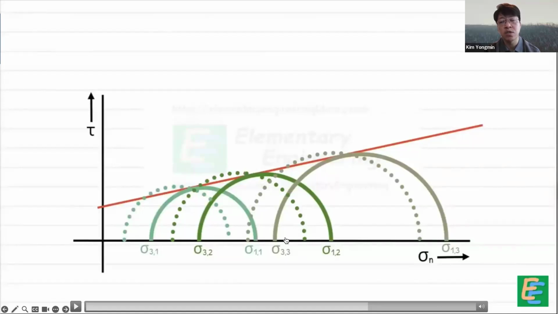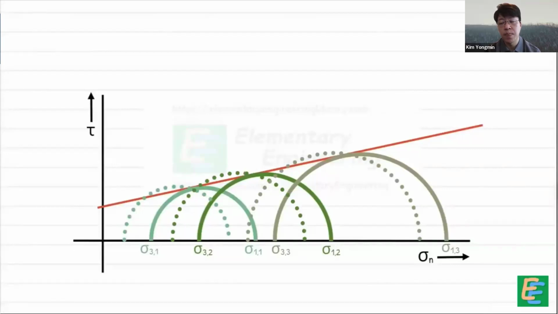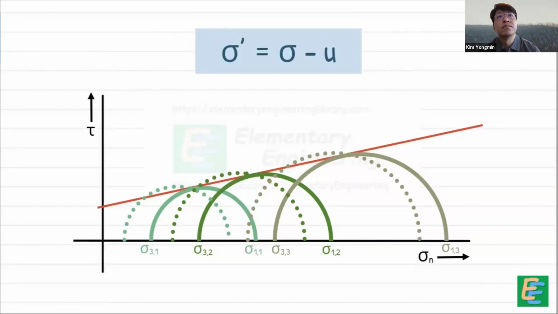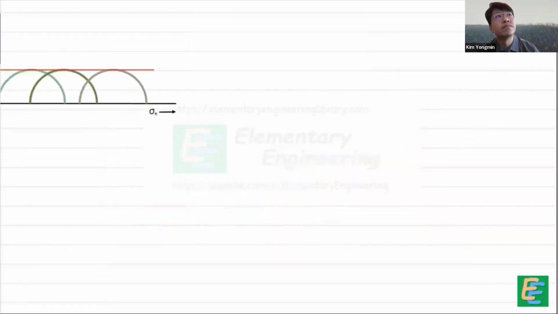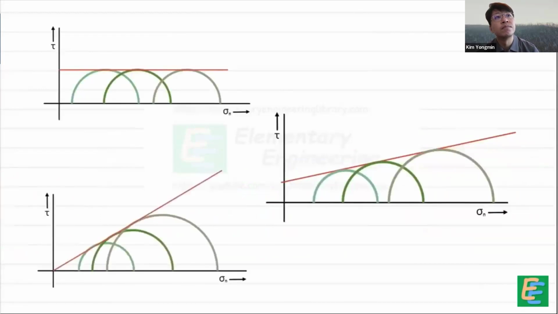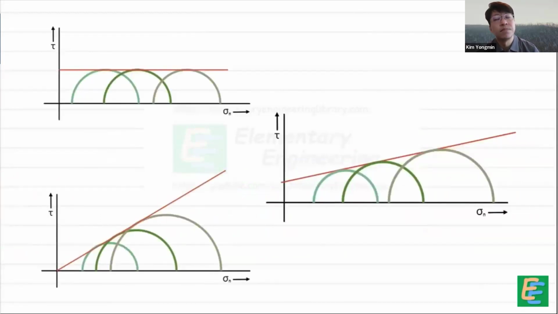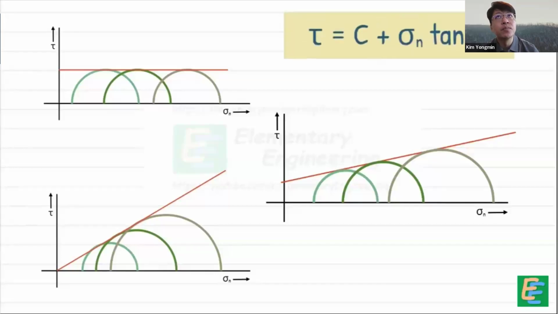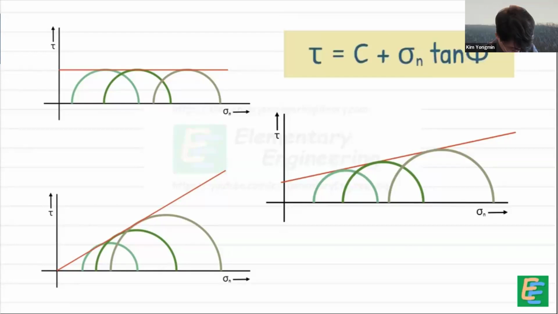And each Mohr circle has a different confining pressure. Increased confining pressures. We know effective stress is simply the total stress minus the pore water pressure. When we draw these curves for different drainage conditions, we get different sizes of Mohr circles and different positions of the failure envelope. We then extract the shear parameters from these graphs to complete our analysis.